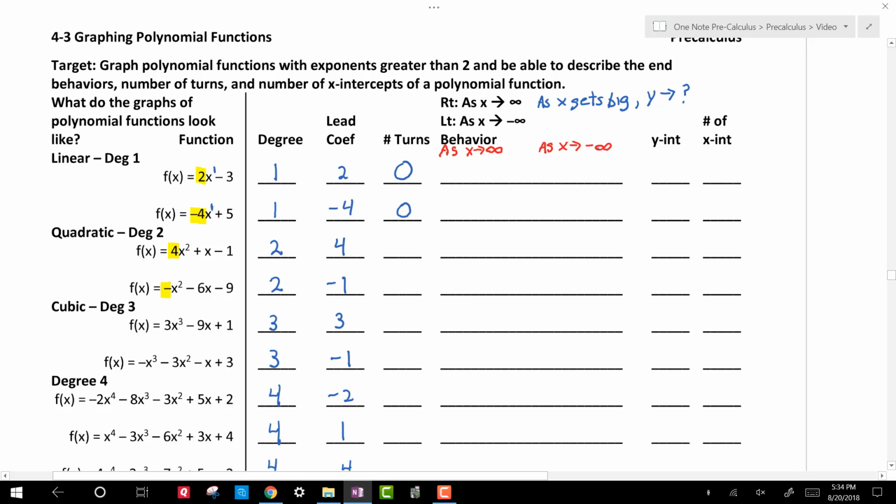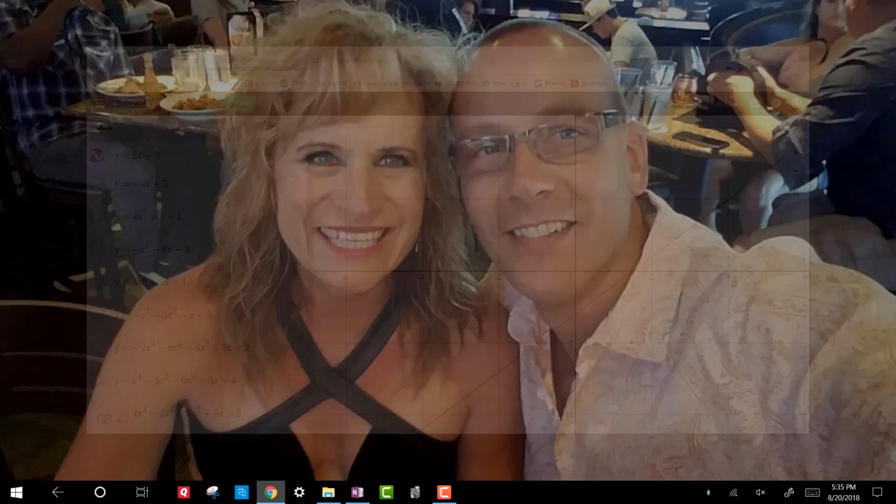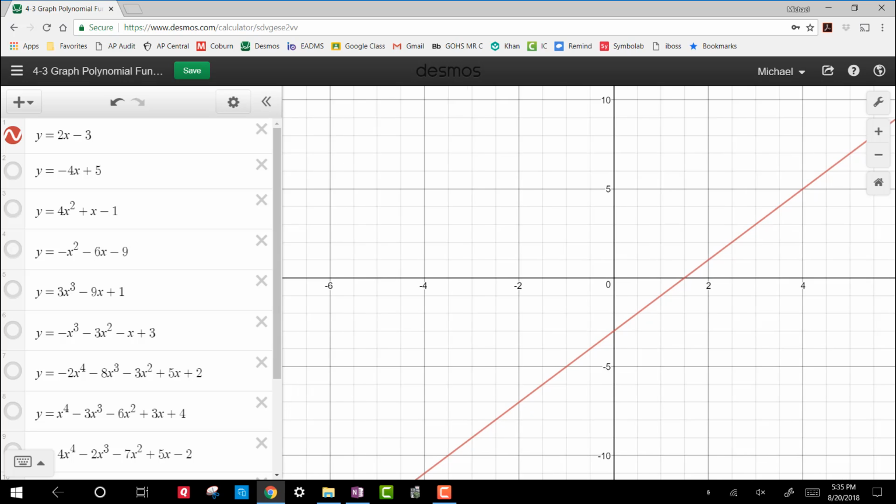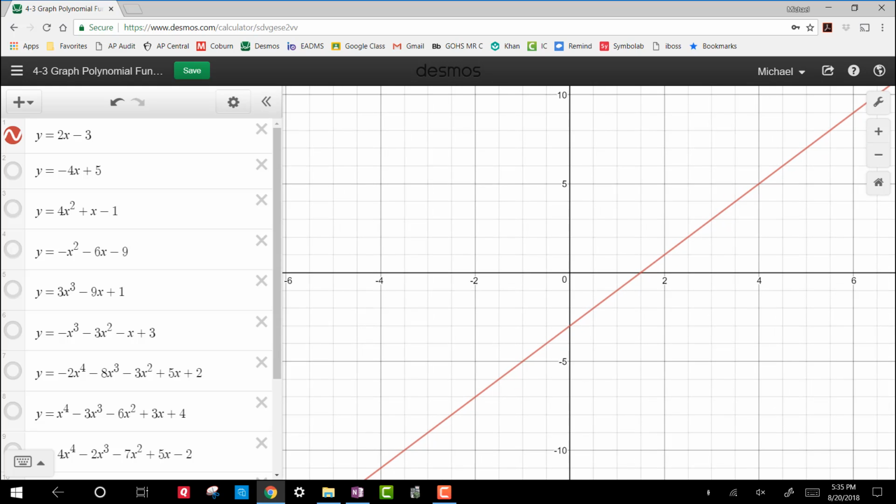So let's take a look at this graph. Let's look at the behaviors. What's happening on the right side of this graph? So if you take a look at my line here, this is y equals 2x minus 3. So when we talk about x going to infinity, we talk about x going to the right. As x moves to the right, is this graph going up or is it going down? You can obviously see that as x gets bigger, y is getting bigger. So we would say that as x goes to infinity, y goes to infinity.